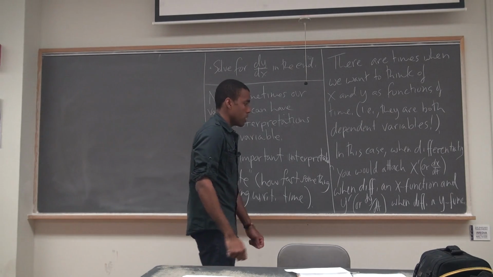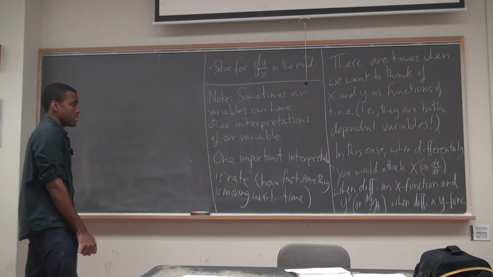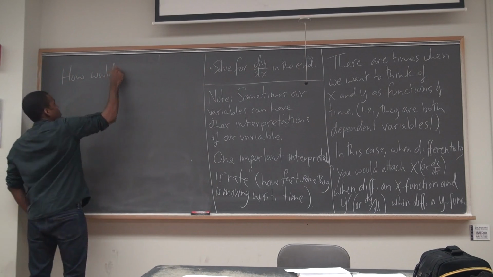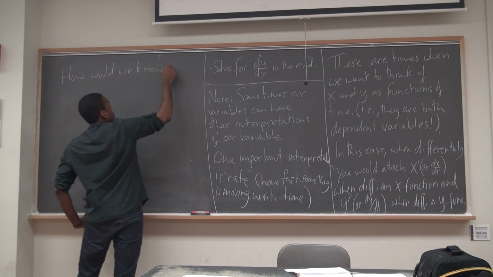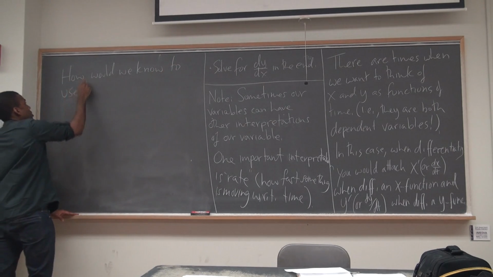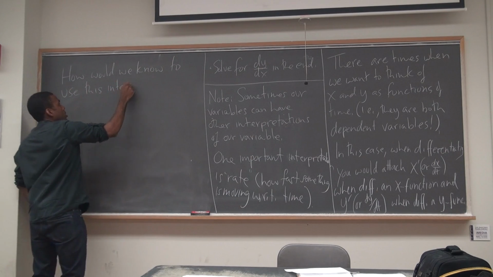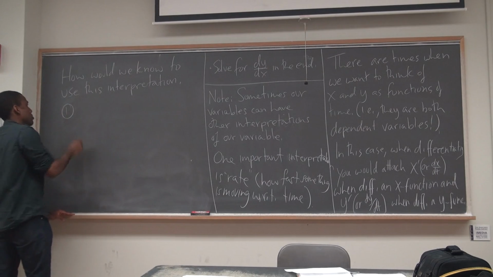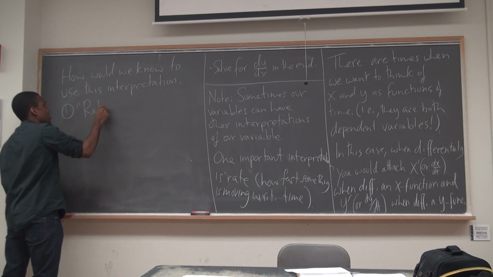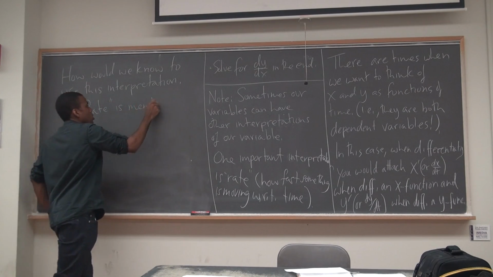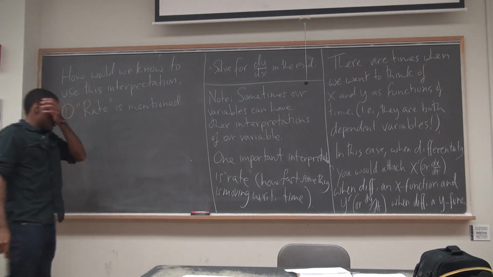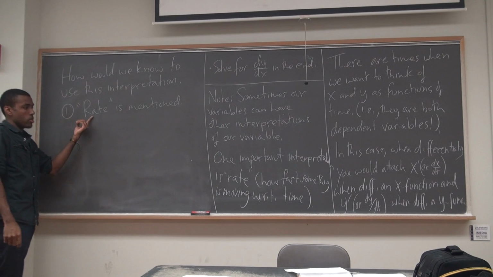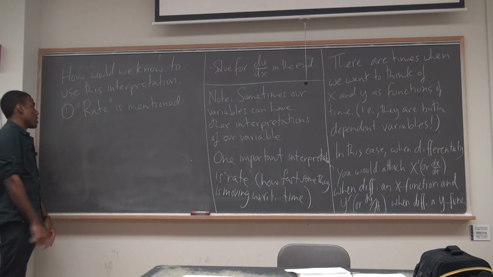How would you know if you want to think of something else other than x as the independent variable? How would we know? Well, there's one: rate is mentioned. Not rate of change, but the rate. And that's a word that signifies you're thinking of how things change with respect to time. You use that word rate.